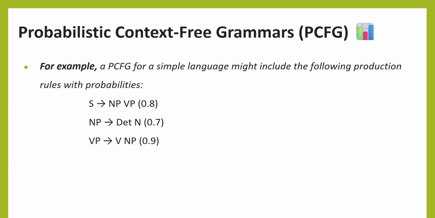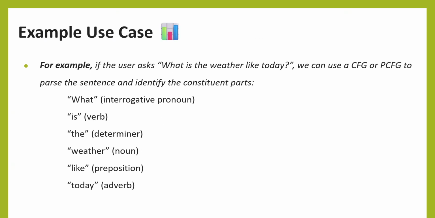For example, a probabilistic context-free grammar for a simple language might include the production rules with the probabilities as shown here. Here the probabilities are learned from the training corpus and can be used to predict the probability of a sentence being grammatically correct.